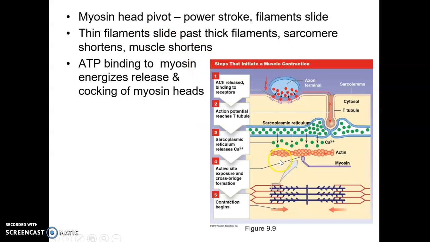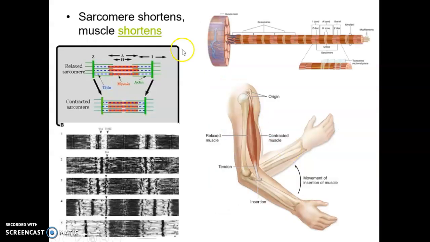And then actin binding to the myosin causes release and re-energization. Energizes the release and the cocking of the myosin heads, so that myosin head can then form a new cross bridge. Okay, so then sarcomere shortens and ultimately the entire muscle shortens.